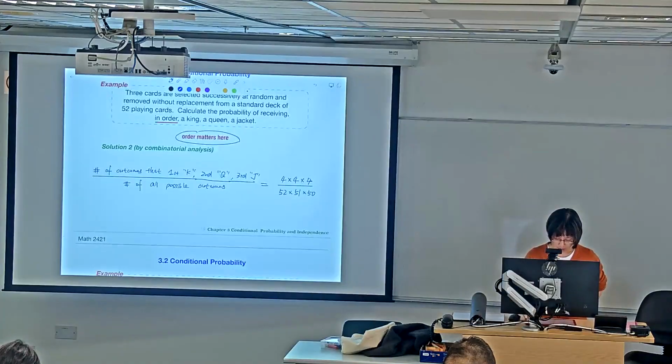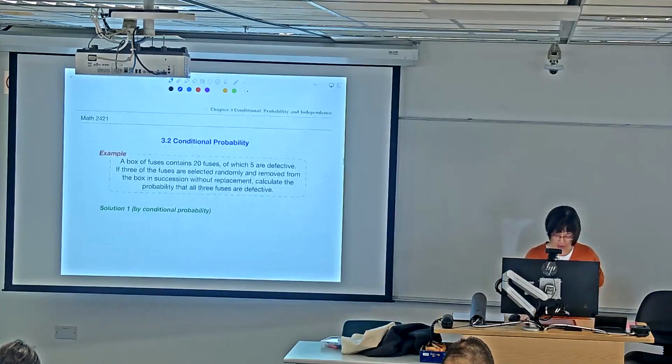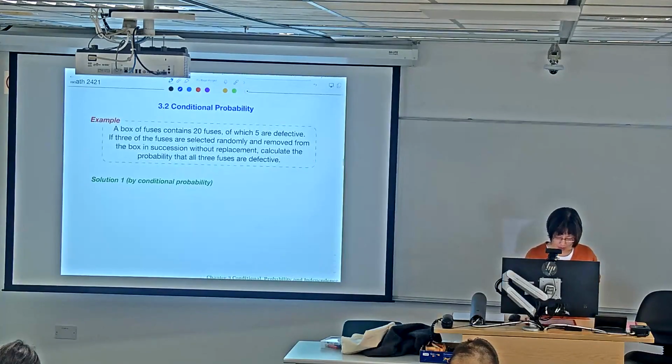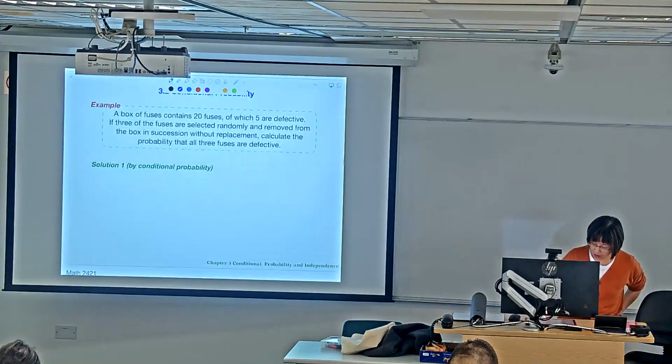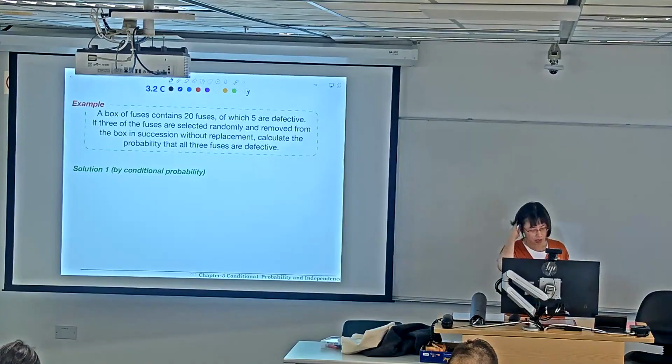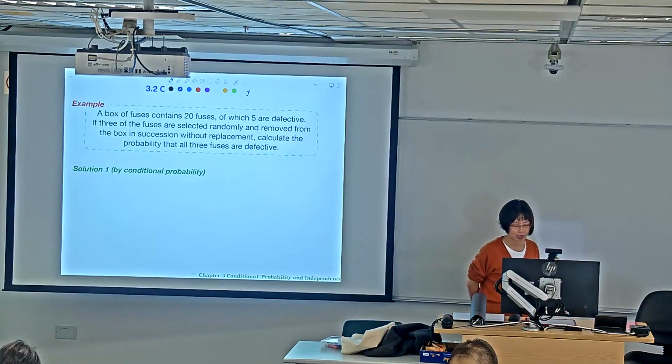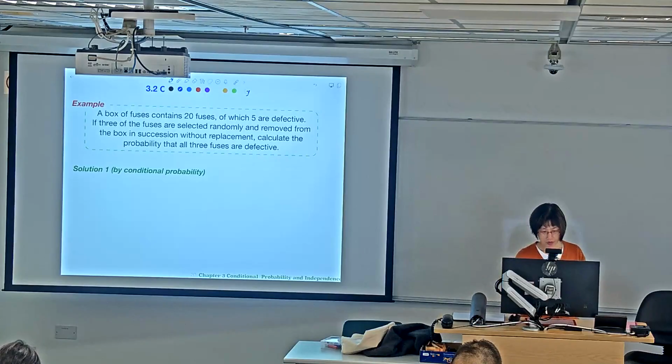Okay, let's see another example, maybe another 2 examples, similar kind. Then we can move on to the new topic. In this example, we have a box of fuses containing 20 fuses, 5 of which are defective. If 3 of the fuses are selected randomly and removed from the box in succession without replacement, calculate the probability that all 3 fuses are defective.